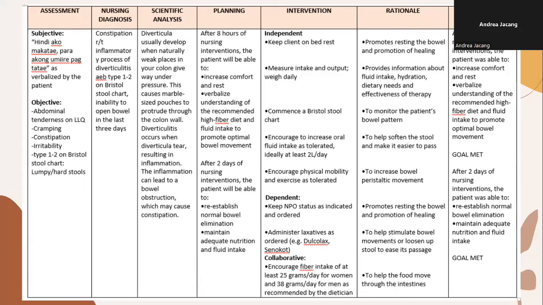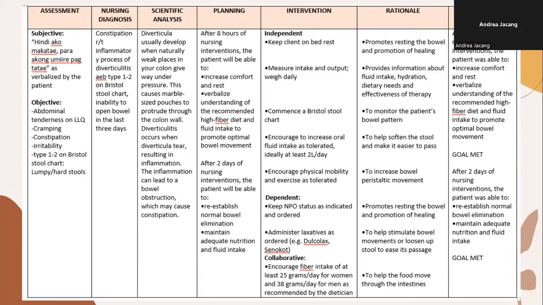Encourage increased oral fluid intake as tolerated, ideally at least 2 liters per day, to help soften the stool and make it easier to pass. Encourage physical mobility and exercise as tolerated to increase bowel peristaltic movement. Dependent intervention: keep NPO status as indicated and ordered. This promotes resting the bowel and promotion of healing. Administer laxatives as ordered, for example, Dulcolax and Senokot, to help stimulate bowel movements or loosen up stool to ease its passage.